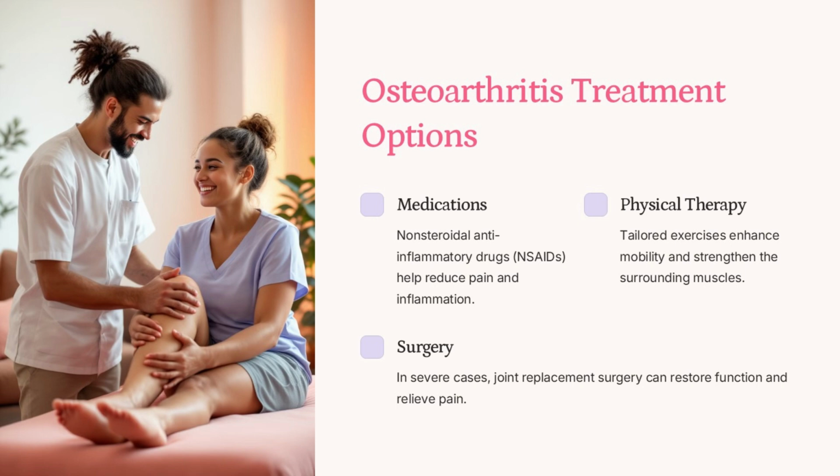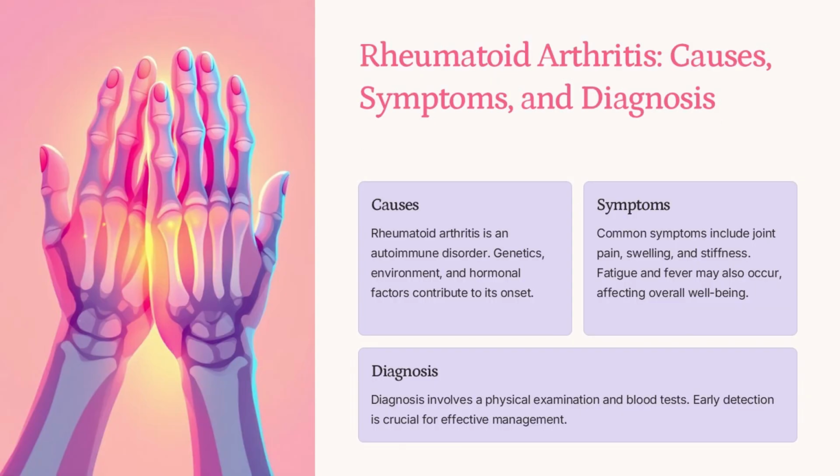The key is to work closely with your healthcare team to develop a comprehensive treatment plan that addresses your individual needs and goals. Rheumatoid arthritis is an autoimmune disorder where the body's immune system mistakenly attacks its own joints. Genetics, environmental factors, and hormones all play a role in the development of rheumatoid arthritis. Common symptoms include joint pain, swelling, and stiffness, as well as fatigue and fever, which can significantly impact a person's overall well-being.